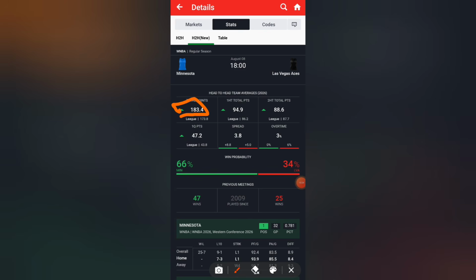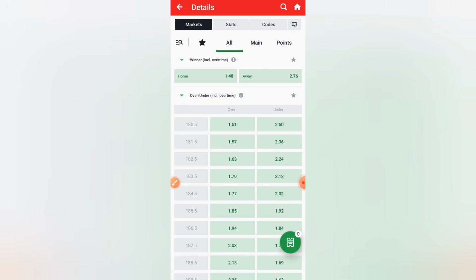Now, let's assume that I want to use our basic strategy. I'll be subtracting 10 from 173, which is the league average point, and I'll be going for 163. But the bookmakers will not provide it. You can see what I'm talking about. So that is one thing about the strategy.